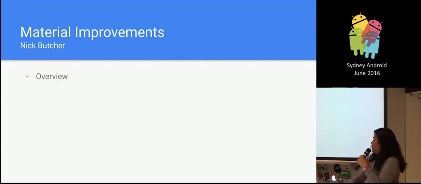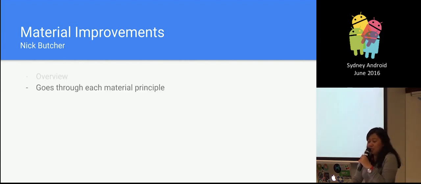Material improvement. This one I really love. Nick Butcher talks about his Plaid app. I suggest that if you haven't downloaded Plaid, get it from the Play Store. It's in beta. You can be a beta tester and play with it because he has a lot of implementations of material design guidelines and animations. It's open source. You can just copy paste it. It's awesome.